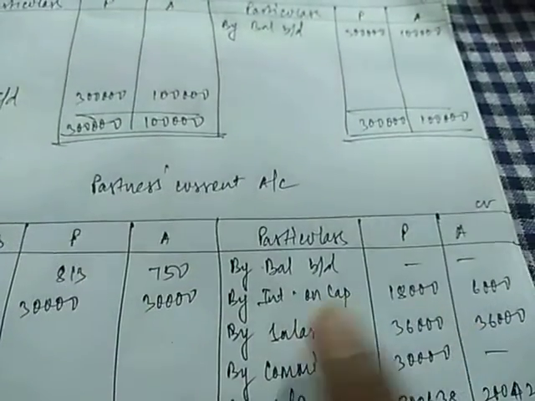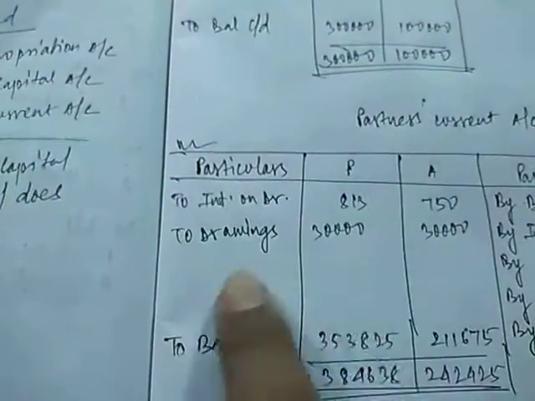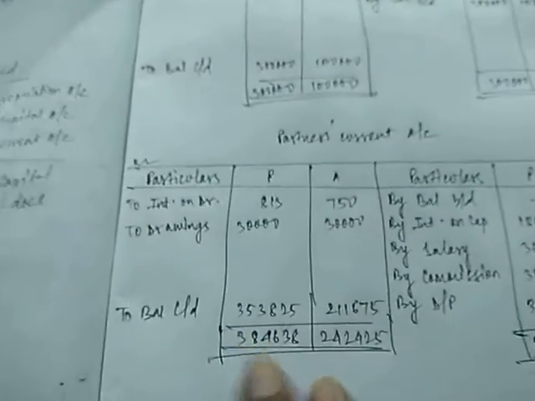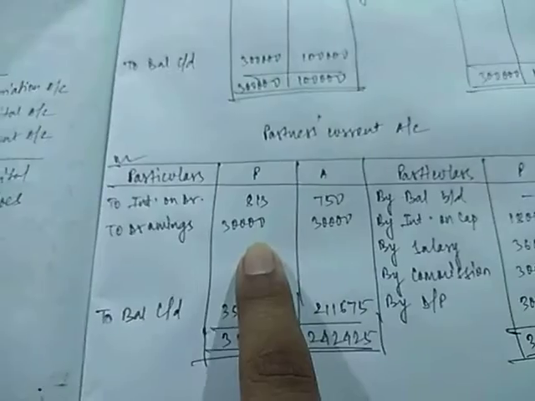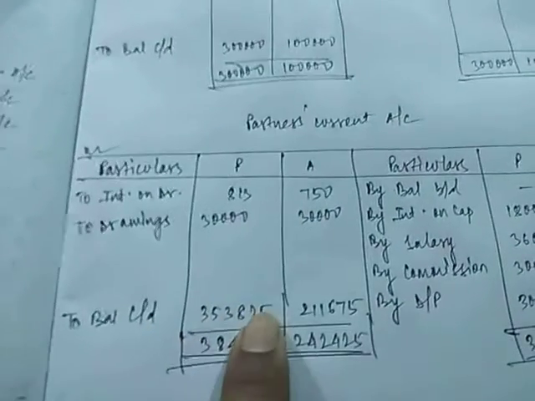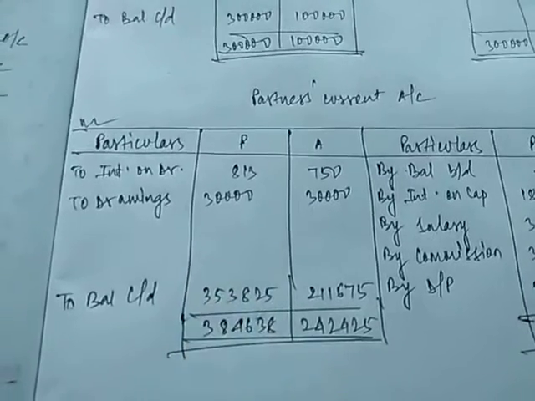Rest everything is same here: interest on capital, salary, commission and divisible profit. Also interest on drawings and drawings are appearing on the debit side, and we need to make the total of P on the credit side, total of A on the credit side. The same total will be transferred here on the debit side, and from this we'll deduct the amount that is appearing in the column of P and A respectively, and then we'll get the balance CD. This balance CD is the balance of current account. This is the closing balance of the partner's current account.